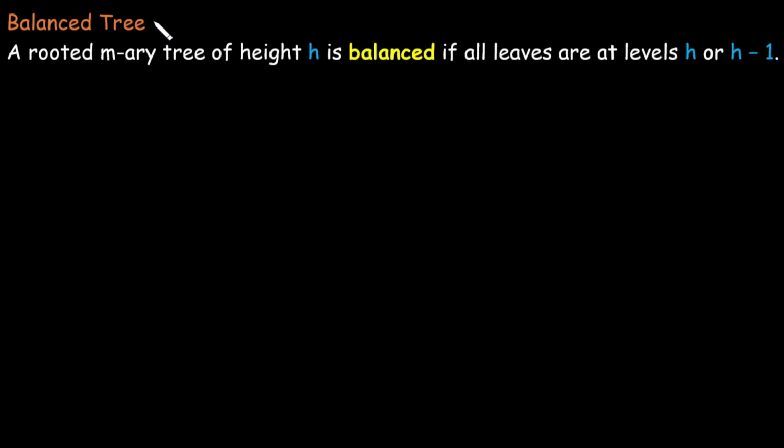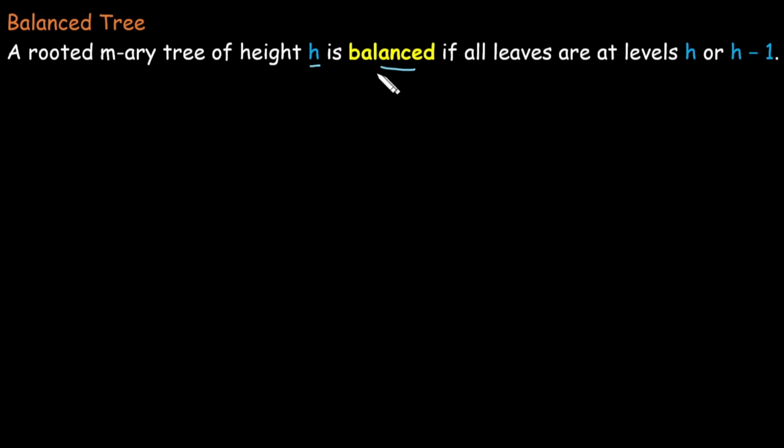In this video, we are going to learn about the balanced tree. A balanced tree is a type of rooted m-ary tree. We say that a rooted m-ary tree of height h is balanced if all the leaves are at level h or h minus 1.